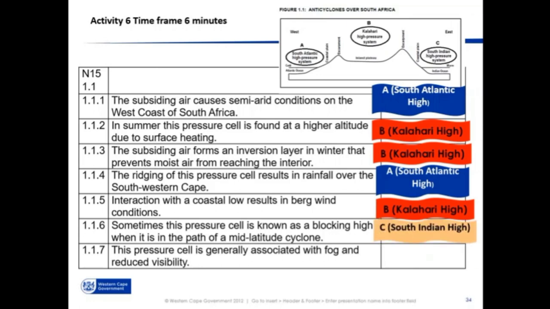Sometimes this pressure cell is known as a blocking high when it is in the path of a mid-latitude cyclone, that is the South Indian, okay? Then the pressure cell is generally associated with fog and reduced visibility, and that's especially on the west coast, ladies and gentlemen, that is the South Atlantic, okay? So now you have the answers for that.